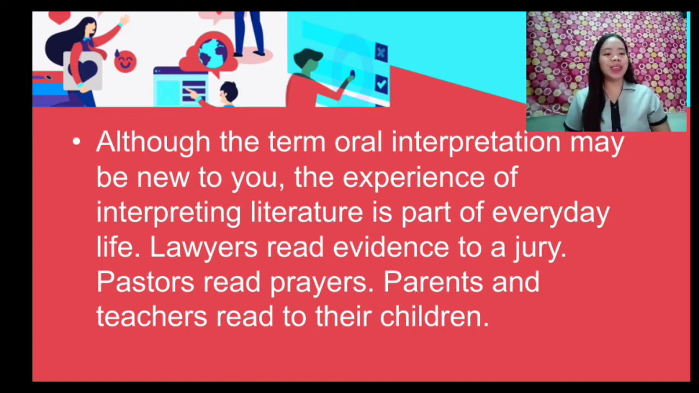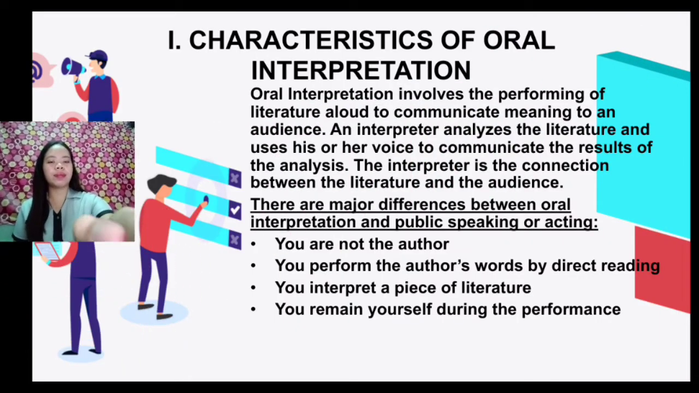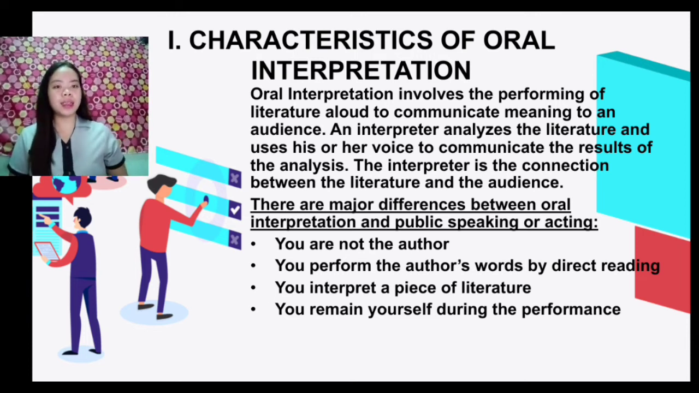You will learn the characteristics of oral interpretation, how to select appropriate, quality material for oral interpretation, and how to analyze that material. So, first let's go to the characteristics of oral interpretation. So there we have, oral interpretation involves the performing of literature aloud to communicate meaning to an audience. So an interpreter analyzes the literature, and uses his or her voice to communicate the results of the analysis. So the interpreter is the connection between the literature and the audience.